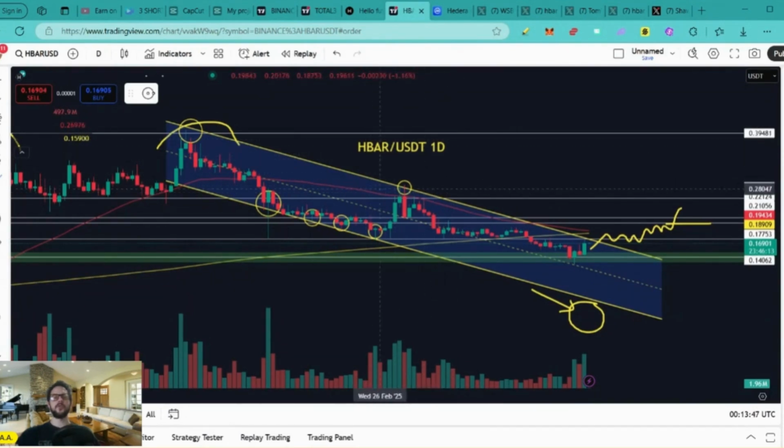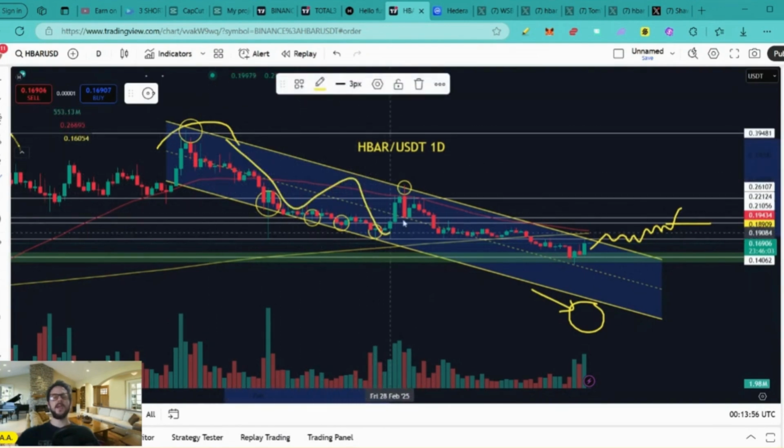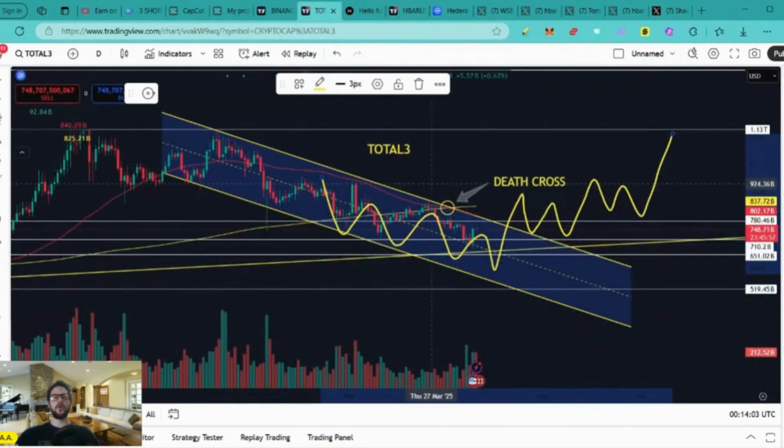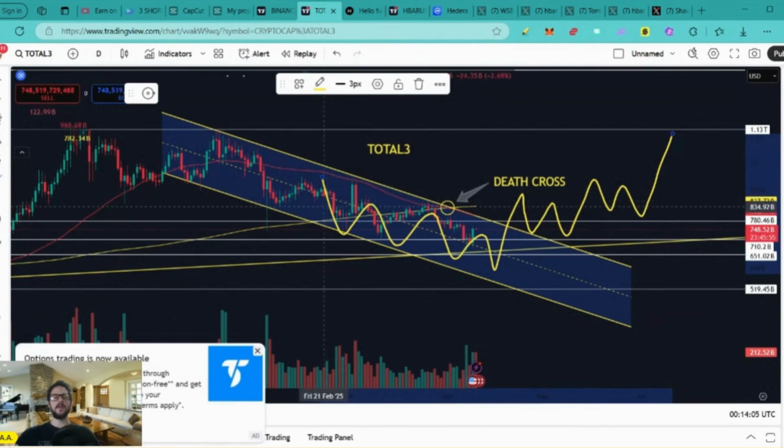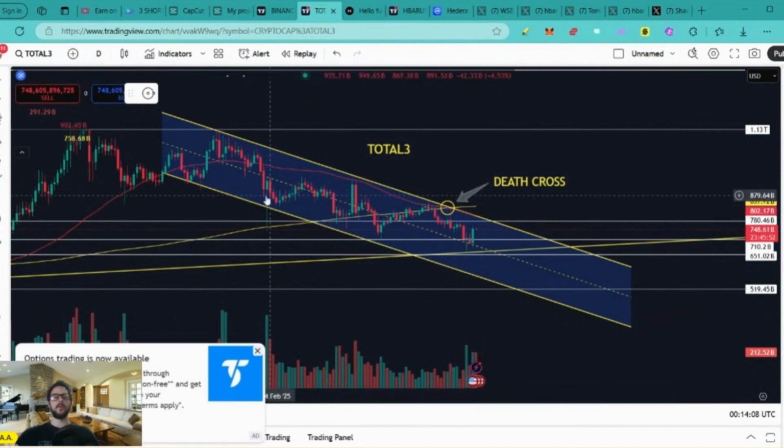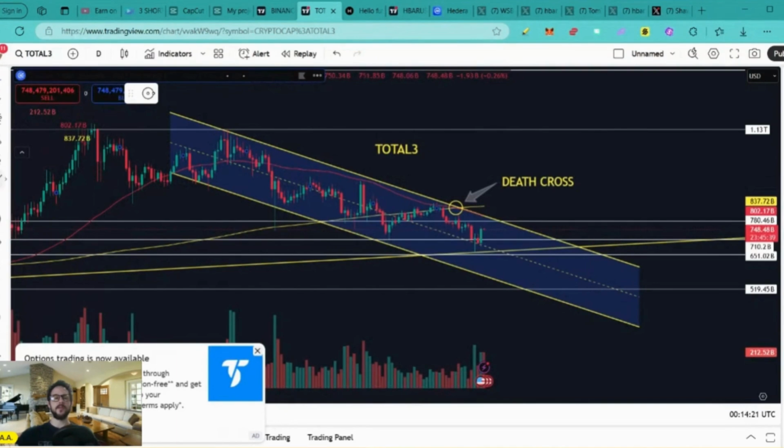So if you want to make sure that you find a very good entry when it comes to HBAR, you have to wait until HBAR breaks out of this downtrend. And also, before you trade HBAR or any other altcoins, make sure that you look at the total 3 chart and on Bitcoin, because the real fun is going to begin when Bitcoin starts going up and when the total 3 breaks out of this downtrend.